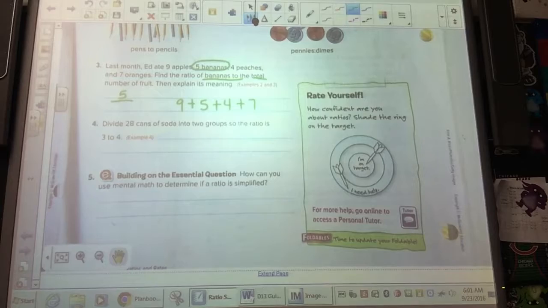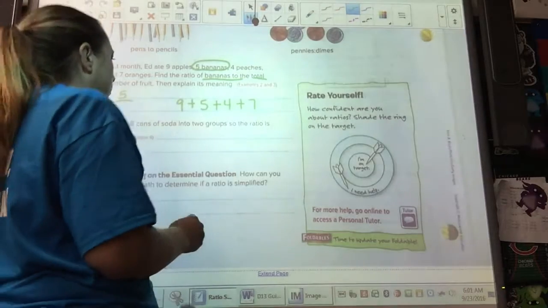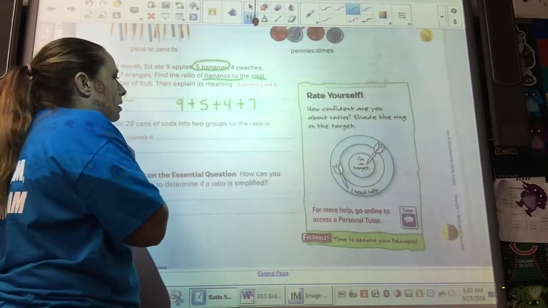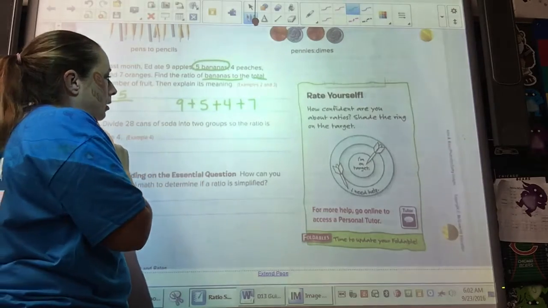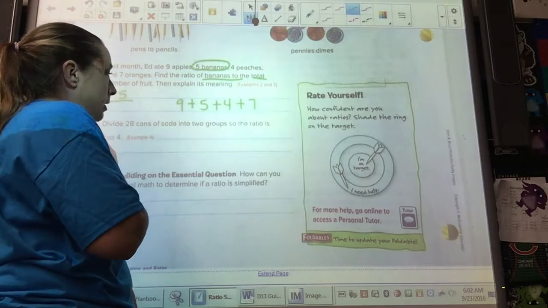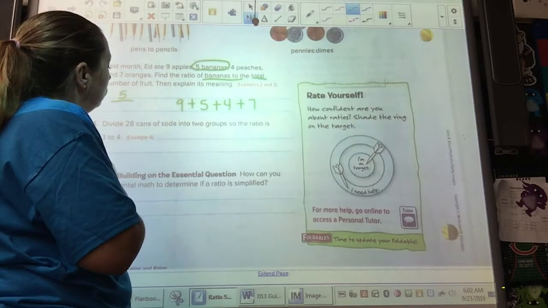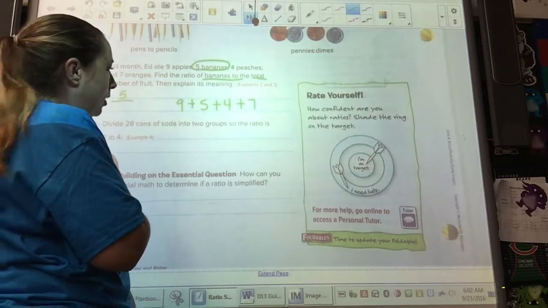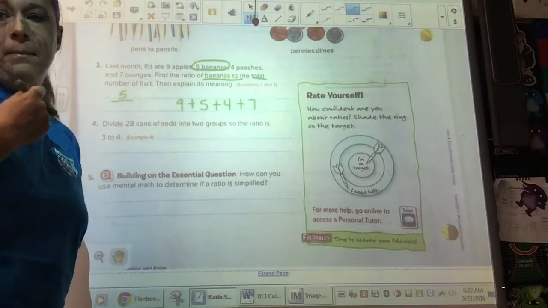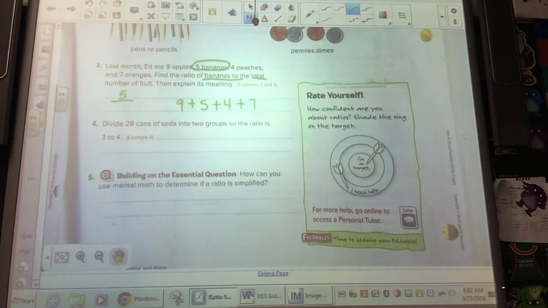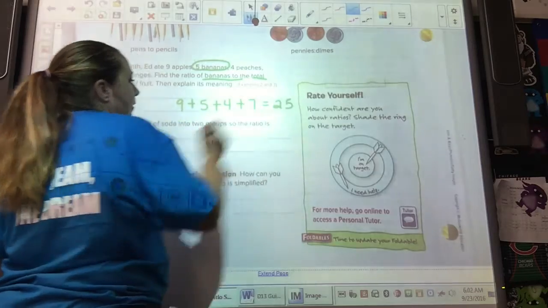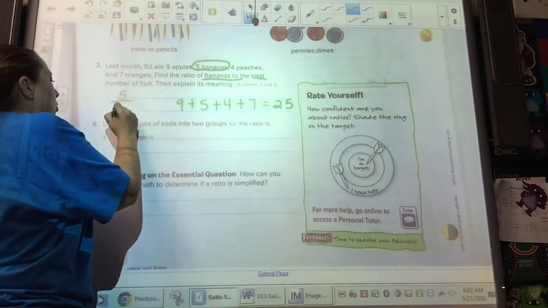Let's see. Well, 9 plus 5 is 14, plus 4 more is 18, good, plus 7, and you get 25. All right, so 25 is our total.